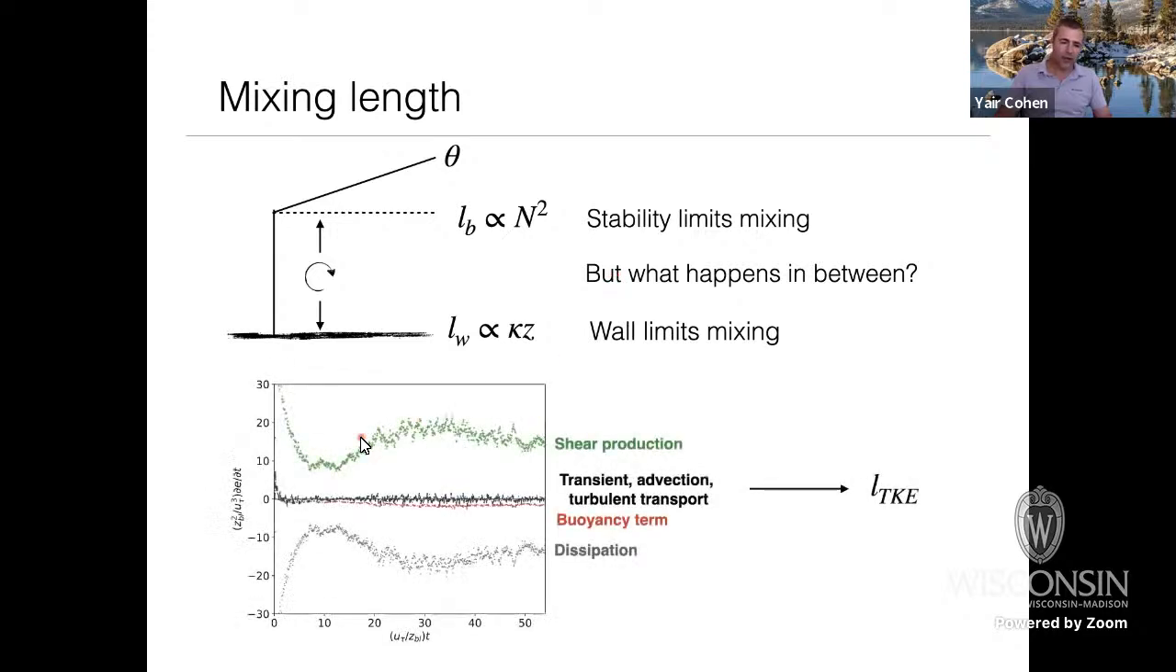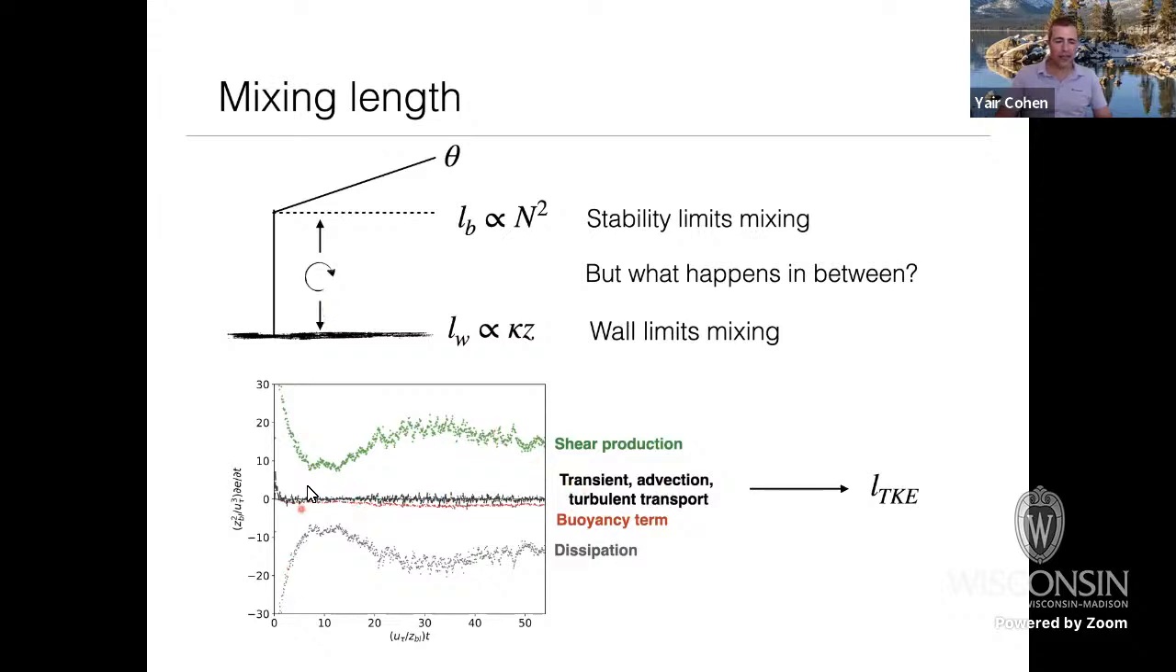What happened in between, what we think happens in between, is that you have a balance between terms in the TKE equation that produces a mixing length. And so what limits the mixing is the amount of turbulent kinetic energy you have, not a wall, because you're far away from either of them, but rather the amount of TKE.